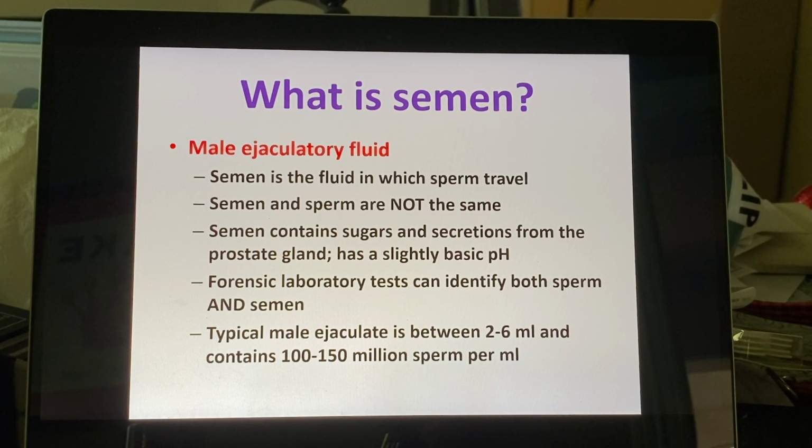So we have forensic laboratory tests that are confirmatory tests to look for both sperm and semen. But we also have a presumptive, preliminary, or screening test for semen as well. Okay, and here's just a fun fact. Once again, you don't have to memorize these numbers for an exam, but a typical male ejaculate is between 2 to 6 milliliters and has up to about 150 million sperm per mil.